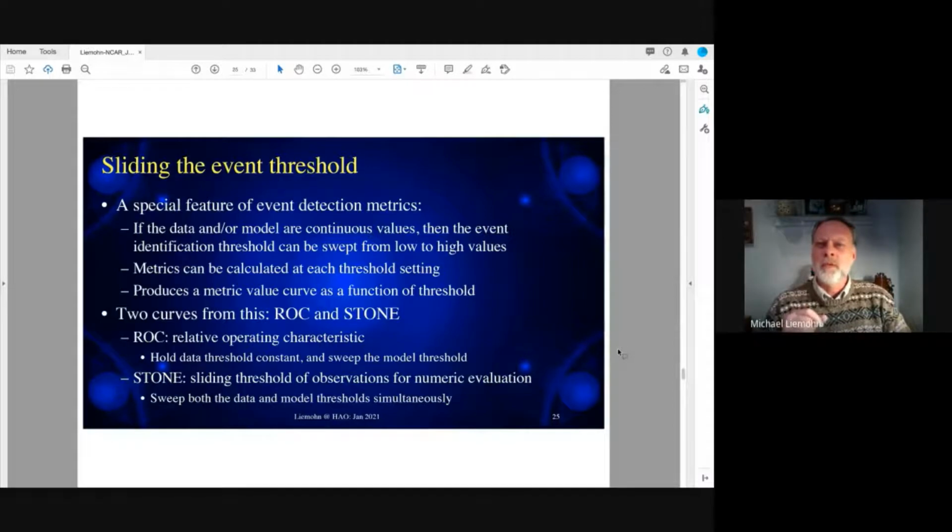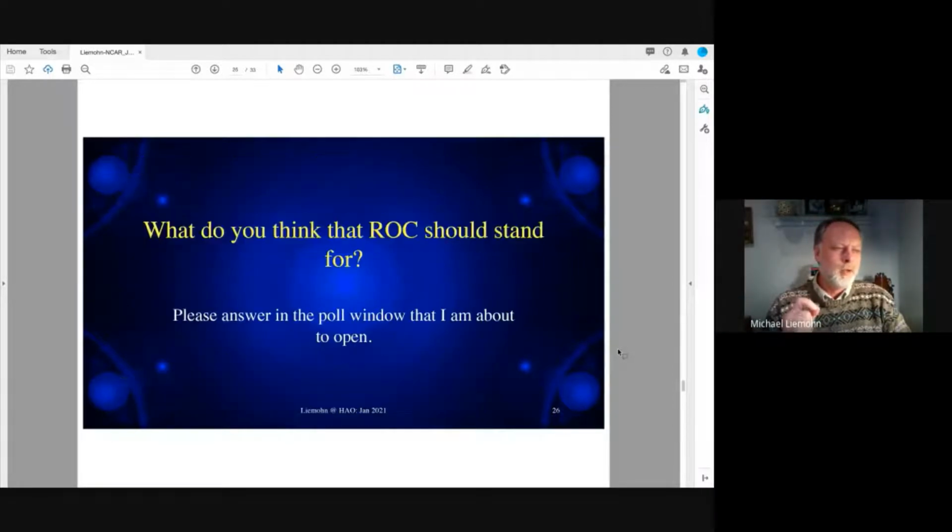But ROC, people have strong opinions about this acronym. So I'd like to get your opinion. What do you think ROC should stand for? We have yet another poll going on in the box.